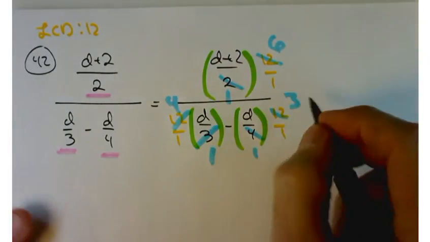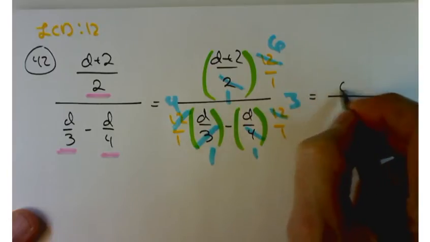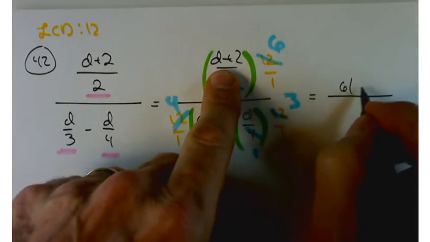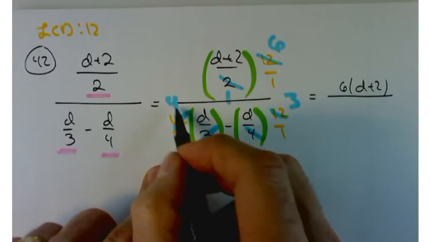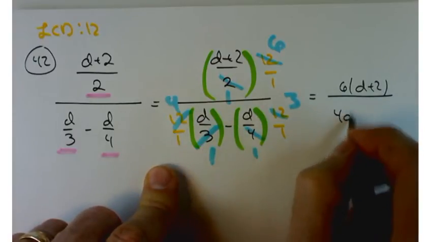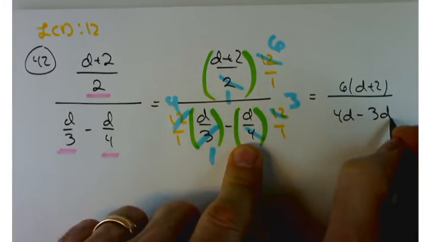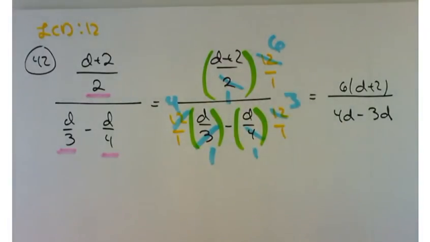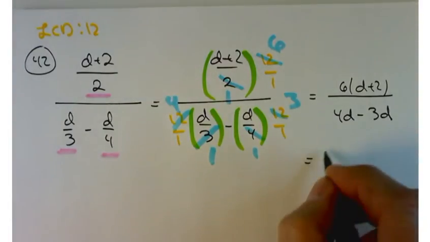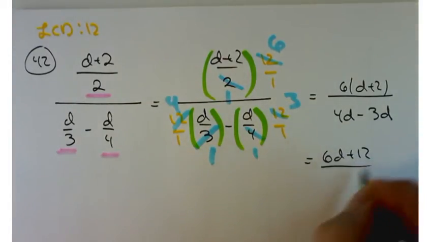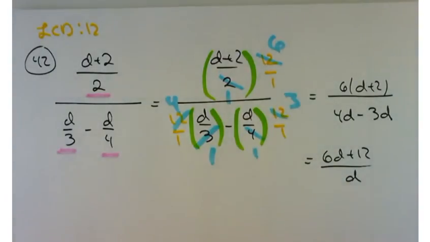Let's see what's left. It's going to be 6 times (D + 2), that's in the numerator, over 4D minus 3D. And we're almost there. Let's simplify a little bit in the numerator and in the denominator. In the numerator, we can distribute. So we get 6D + 12. In the denominator, 4D minus 3D is just D.